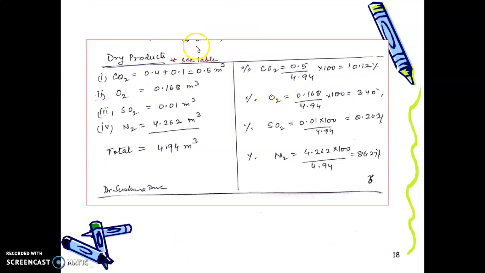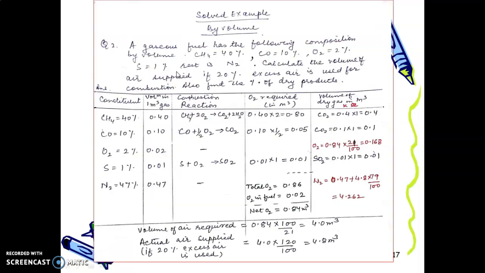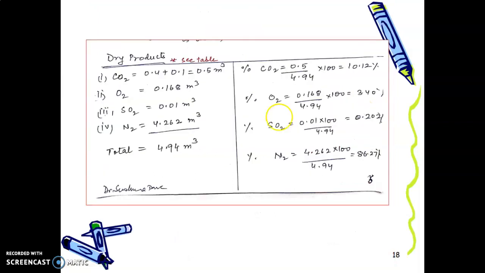Now we can calculate the total amount of products. CO2 is 0.4 plus 0.1, because 0.4 comes from the first step and 0.1 from the second. So the total amount of carbon dioxide produced in all cases can be added. Now oxygen is 0.168, sulfur dioxide is 0.01, and 4.262 is nitrogen. The total amount is 4.94 meter cube.